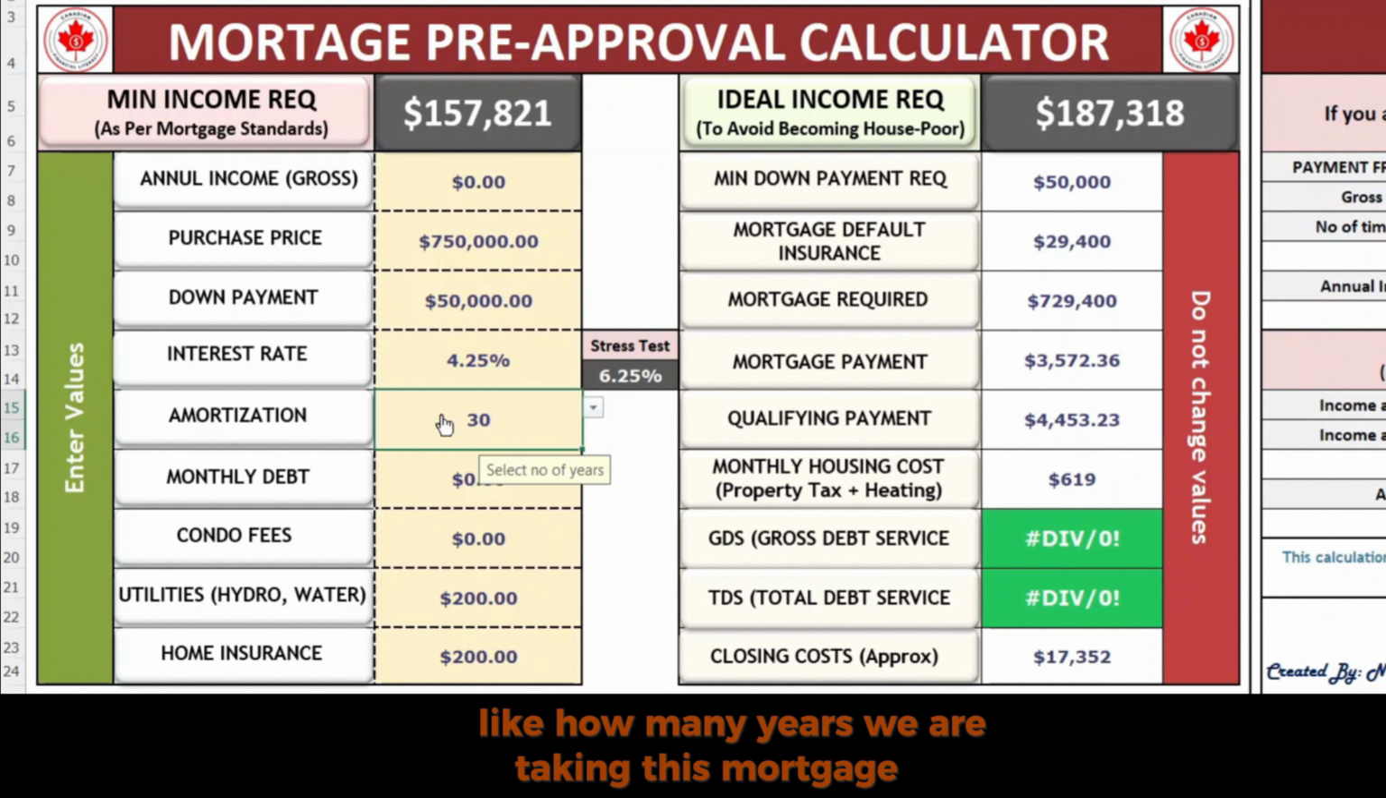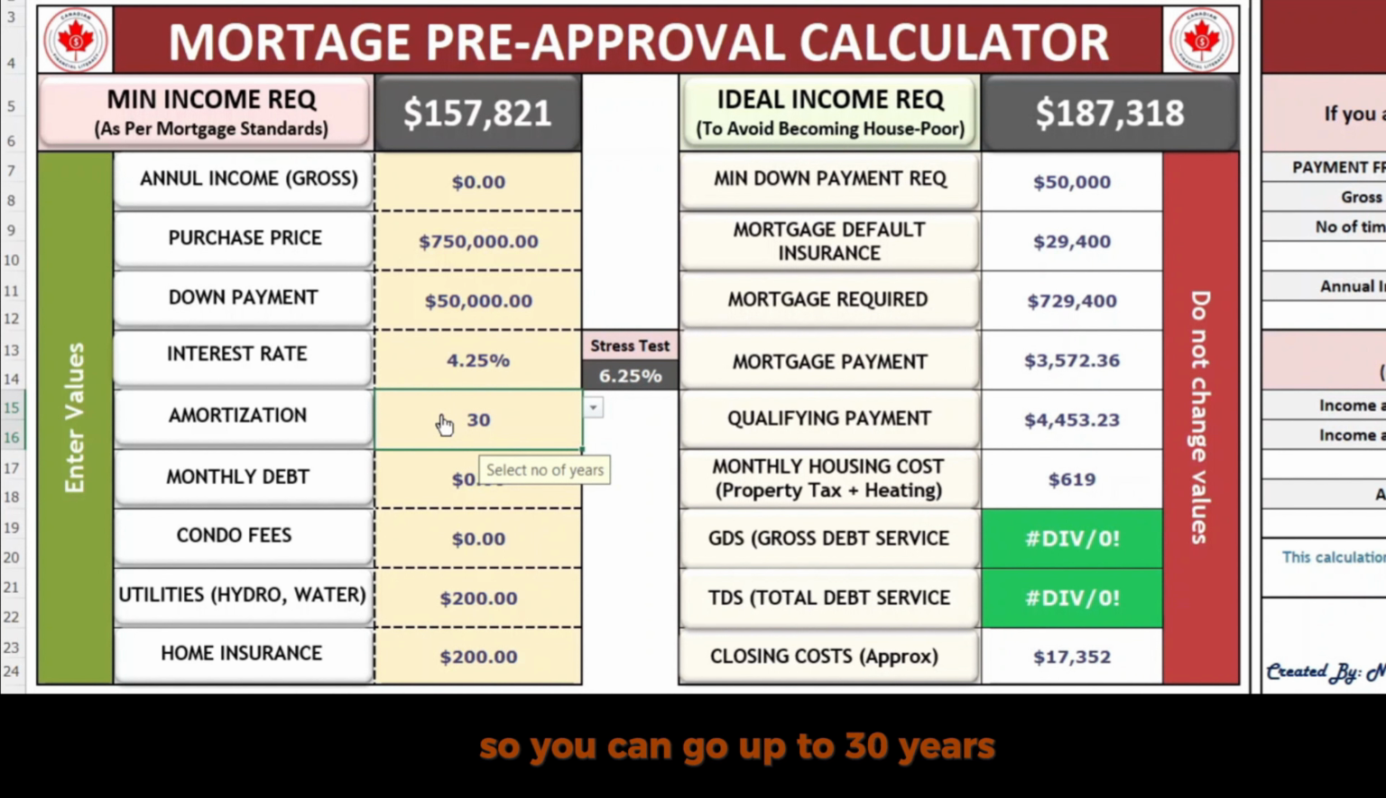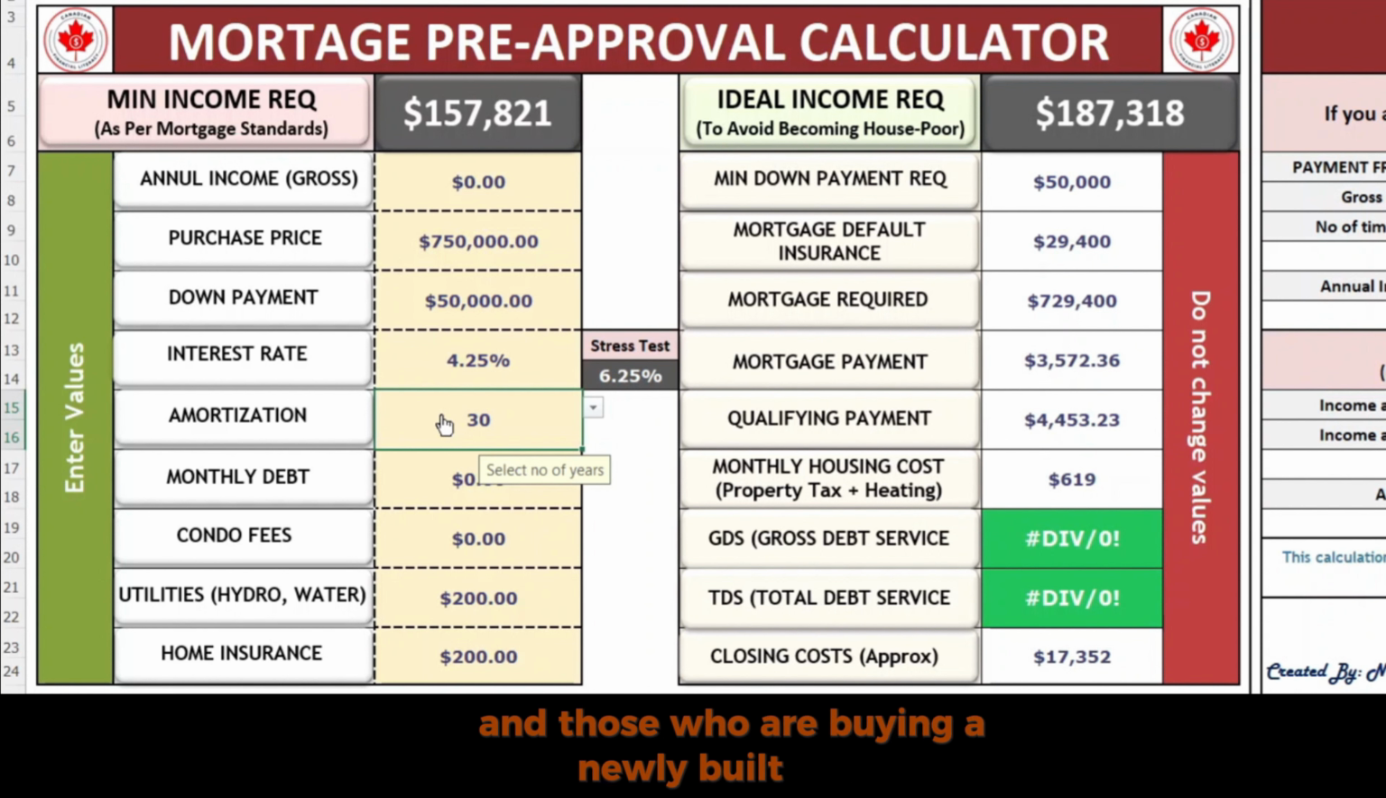Now on the left hand side, the next thing we need to decide is amortization, like how many years we are taking this mortgage for. So you can go up to 30 years. Now with the new rules, even the first time home buyers who are putting less than 20% down payment and those who are buying a newly built home can extend their amortization up to 30 years.